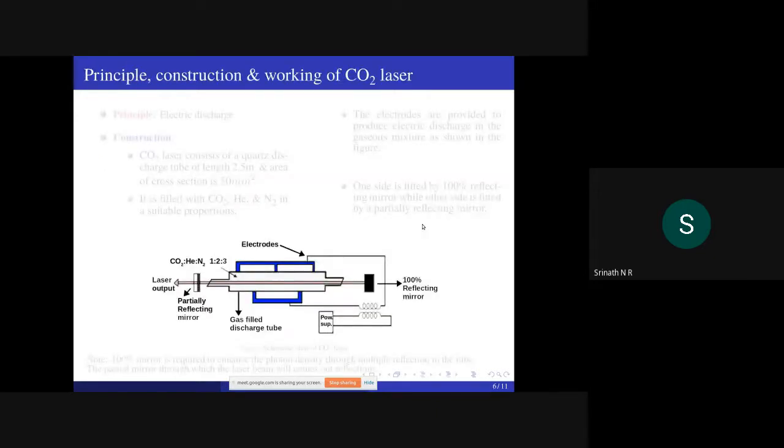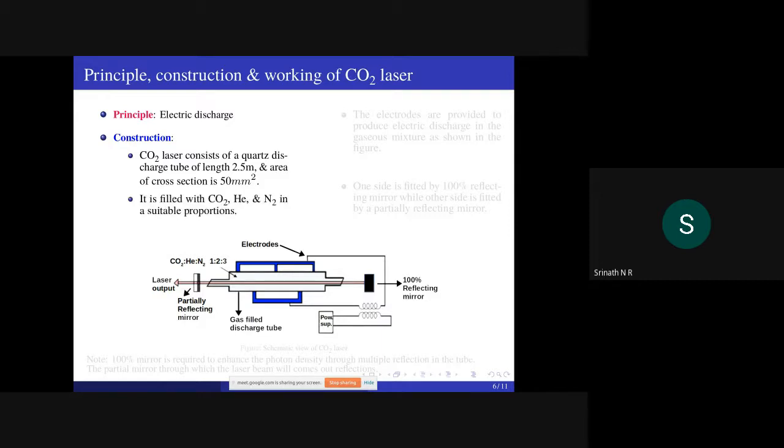Coming to principle, construction, and working of carbon dioxide laser. The principle used in this laser is electric discharge or electric pumping. Construction: the carbon dioxide laser consists of a quartz discharge tube of length approximately 2.5 meter and area of cross section 50 millimeter square.